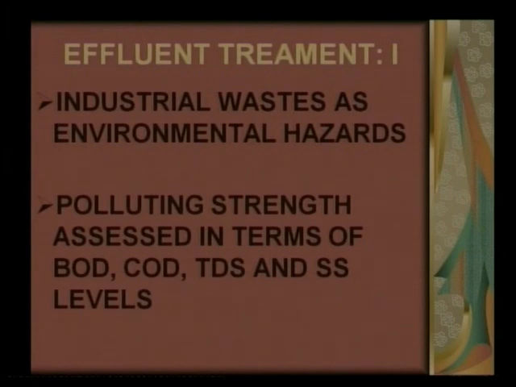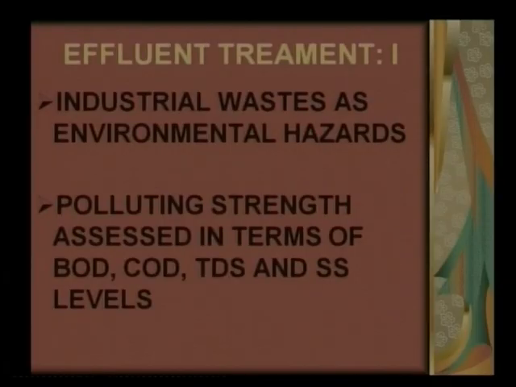It is responsible for creating pollution problems, and because it creates pollution problems, you just cannot dispose of it directly into the environment. Therefore the first thing that is done to the effluent is that the polluting strength of the effluent is measured, and for measuring the polluting strength we have to assess certain parameters in terms of BOD level, COD level, TDS. BOD is biochemical oxygen demand, COD is chemical oxygen demand, TDS is total dissolved solids, and suspended solids. These levels have to be assessed first.